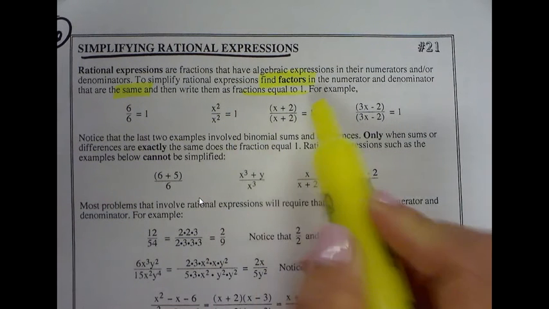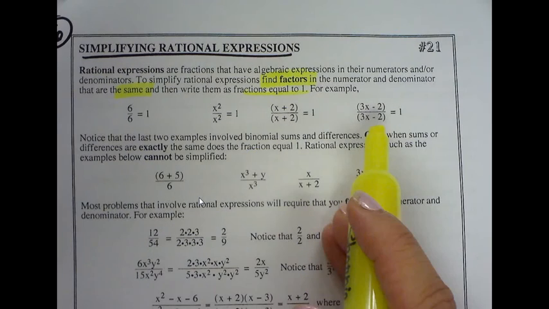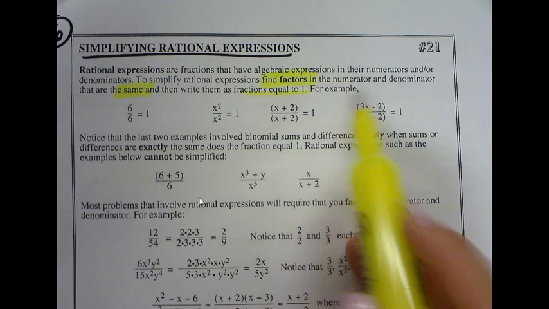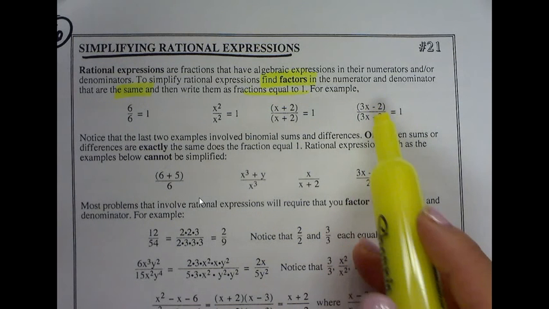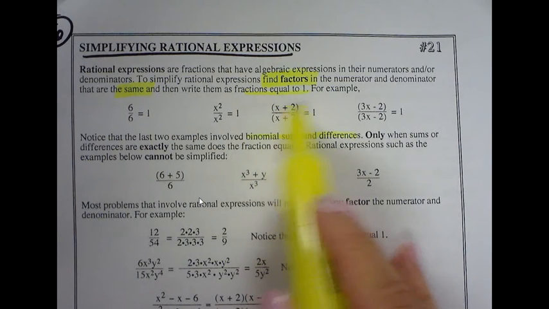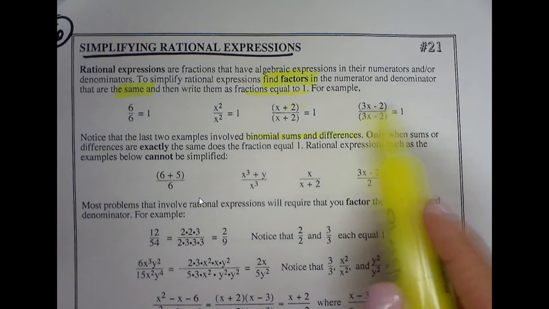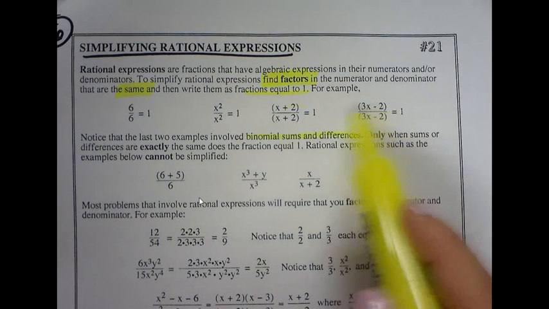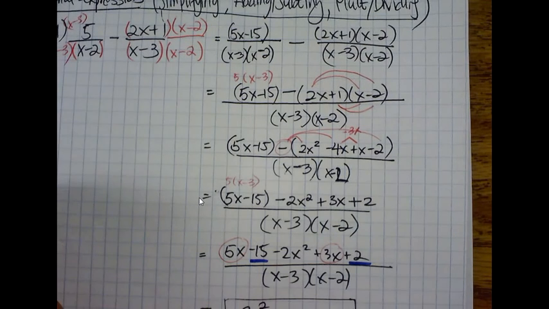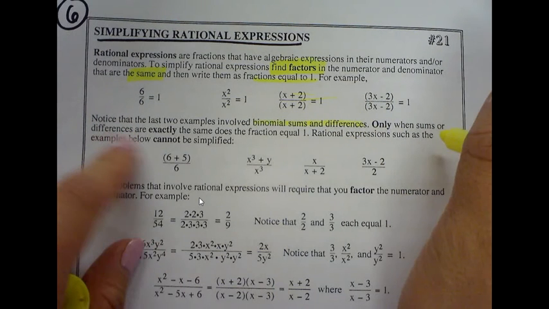Notice that the last two examples involve binomial sums and differences. Why is this called a binomial sum? It's a binomial because there's two terms, and it's a sum because you're adding. This is a binomial difference because there's two terms, and it's a difference because it's subtracting. This one is a trinomial because there's three terms. These two are binomial sums and differences, right? Only when the sums or differences are exactly the same does the fraction equal 1.